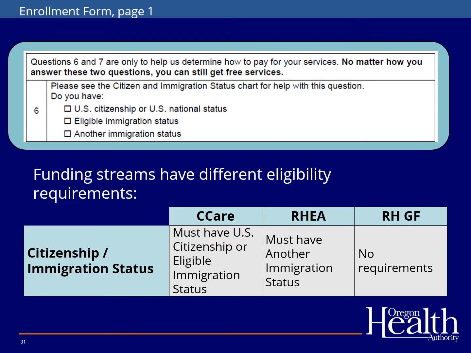Question 6 asks about citizenship and immigration status. The only reason we ask this is because our funding streams have different requirements. For example, CCARE, the funding source we try to use the most often, requires that the client has U.S. citizenship or eligible immigration status. REA requires that the client have another immigration status, and the Reproductive Health General Funds don't have any citizenship or immigration status requirements, but it is our smallest pot of money.